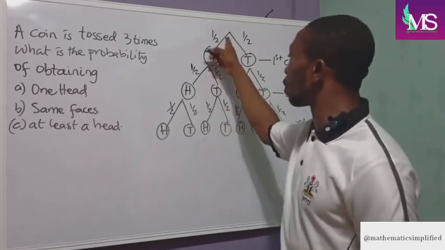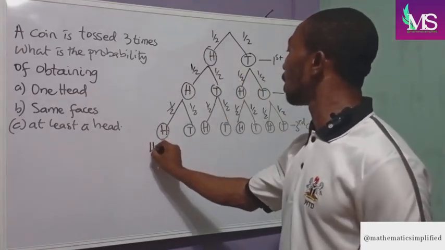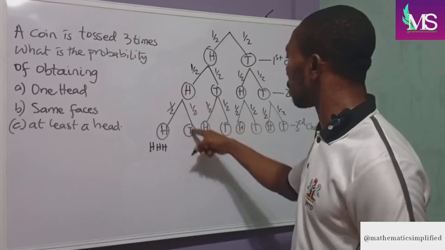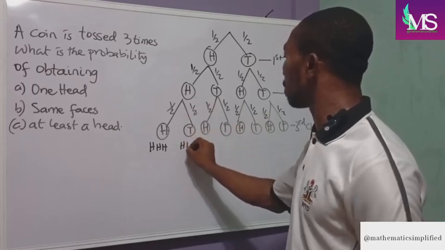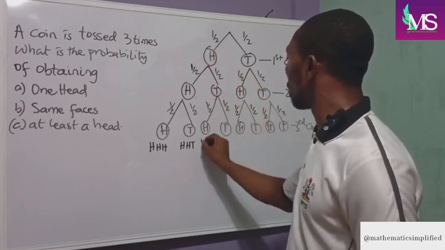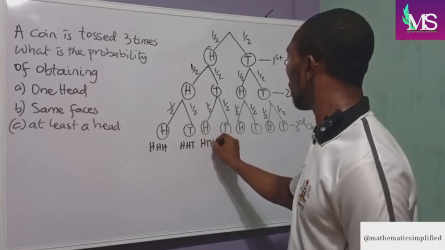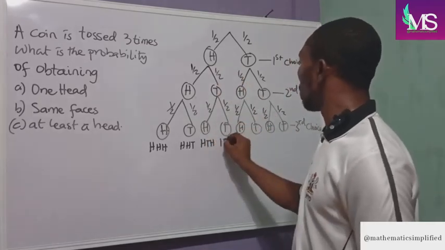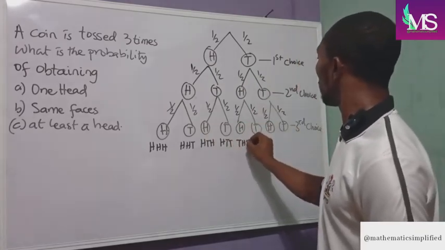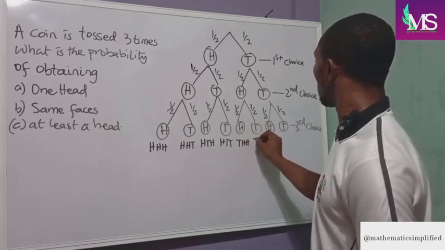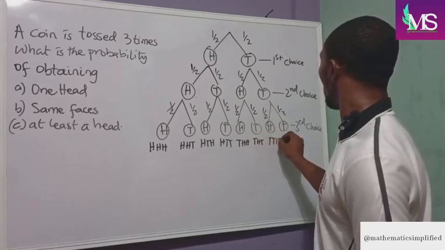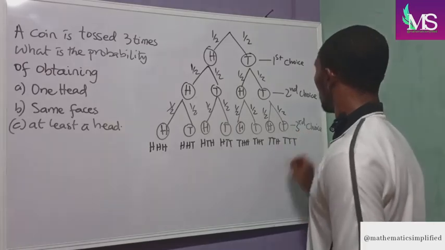Now, let's look at this. On this straight line, we have it as head, head, head. On this line, down here, we have it as head, head, tail. This way, head, tail, head. This way, head, tail, tail. Tail, head, head. Tail, head, tail. Tail, tail, head, and tail, tail, tail.